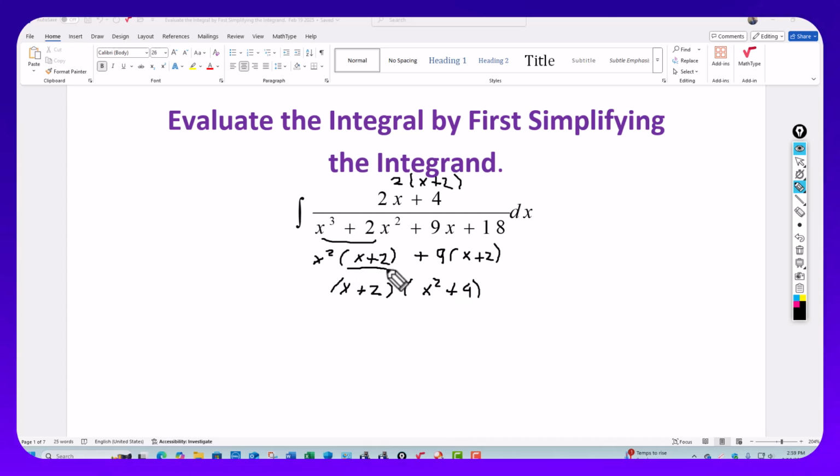So taking out the x plus 2 from this part here and the x plus 2 from this group right here, that leaves me with the x squared plus the 9. So I can cancel this x plus 2 with the x plus 2 in the numerator. So this becomes the integral of 2, I'll put the dx over here, and all I have in the denominator is this x squared plus 9. So this is not going to be partial fractions.